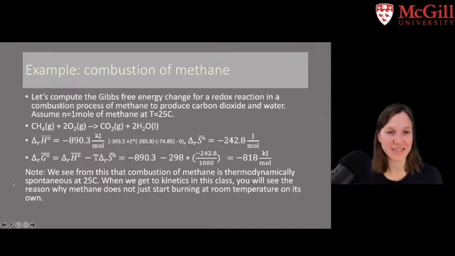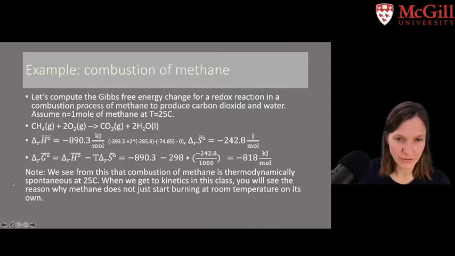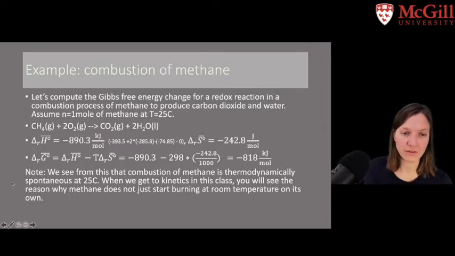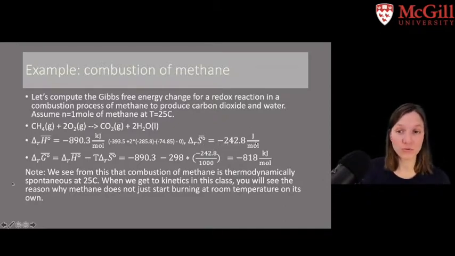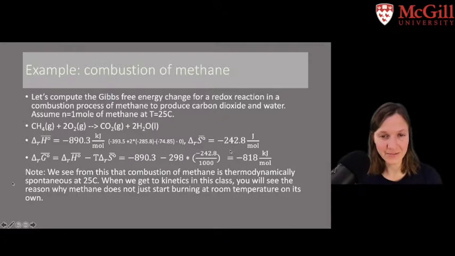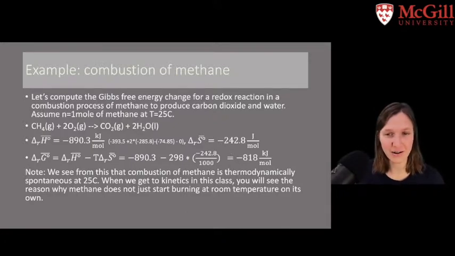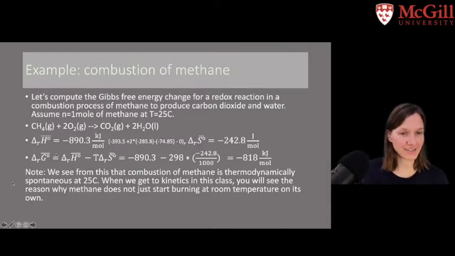The outcome is negative 890.3 kilojoules per mole for the enthalpy change for this reaction. For the entropy, more of the same, we get the number of negative 242.8 joules per mole, not kilojoules, joules per mole. The numbers for this calculation came again from the same table in the back of our textbook, Cheng.